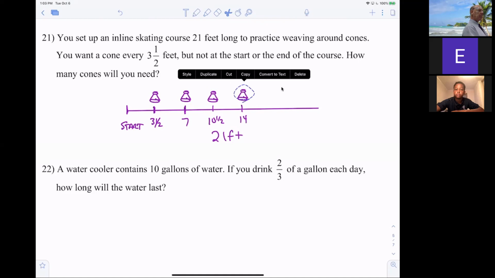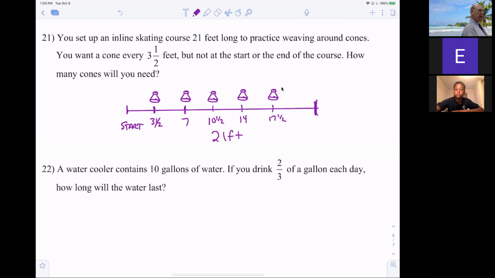All right, now I count out to what? 17.5 and put another cone. Now I count out another 3.5, and what do you know? I'm at 21. Do I put a cone there? See, I'm not understanding you. Some of you guys, I'm not understanding. How's that? Right? I told you.